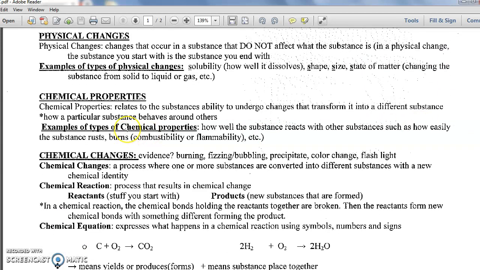Chemical properties relate to how well a substance reacts with other substances, how well it can be transformed into other substances through chemical reactions. Chemical properties include things such as, does it rust? Does it burn? In other words, is it combustible or flammable? Does it react with particular things? Those are all chemical properties.